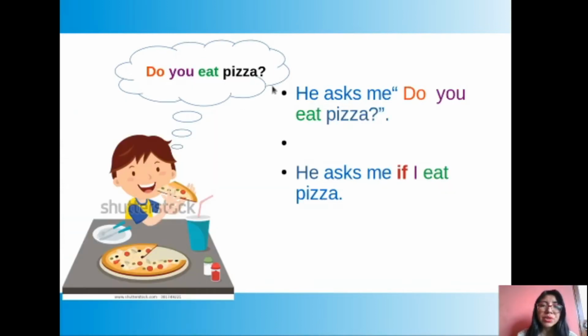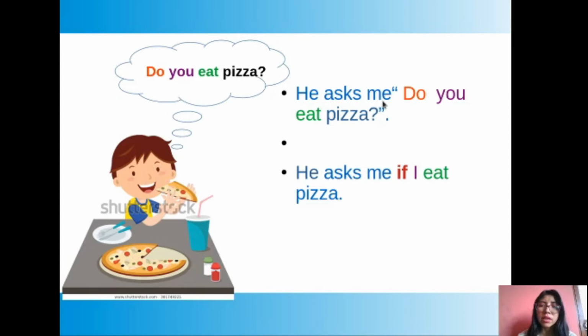In this case, we are going to review how do you report questions. Okay, we are going to start with yes, no questions. She asked, do you eat pizza? I am going to report. He asked, remember, we are going to use he because of the person.